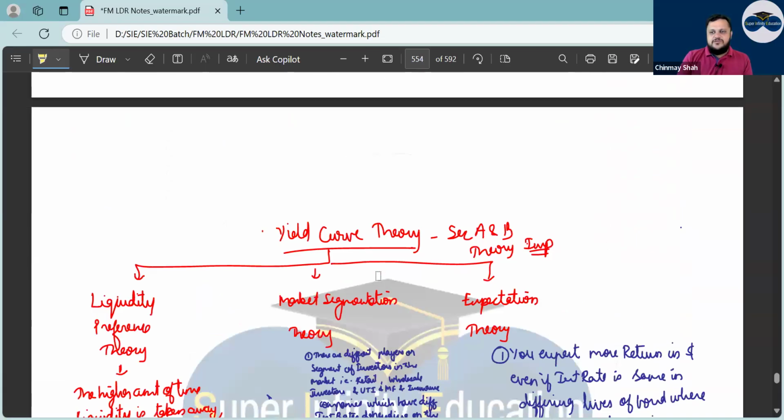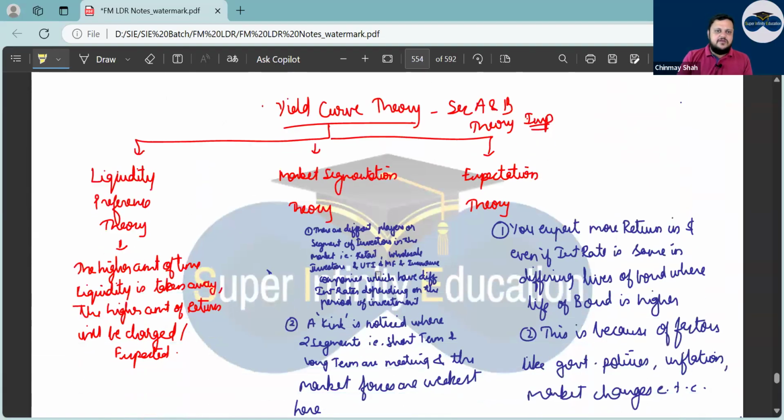Okay? Now there is something called yield curve theory, right? In yield curve theory, in section A and B, it has come up a lot of times, and it is a very important part of your exam. There are three theories: liquidity preference theory, market segmentation theory, expectation theory. Liquidity preference theory is what? Instead of getting money now, or let's say you take your money for 1 year, I will ask 5%.